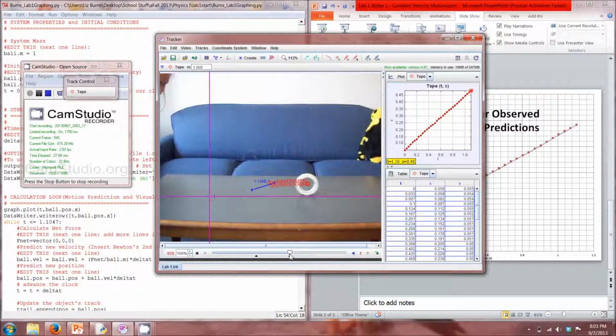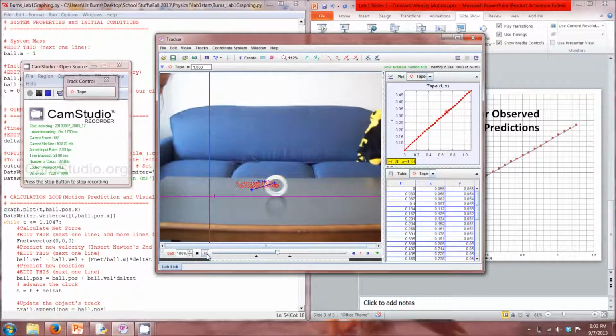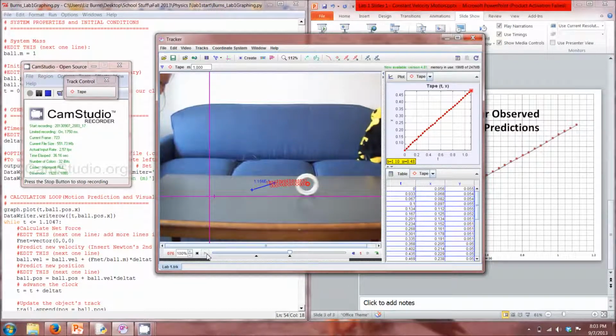The object I observed moving, the system, is a roll of tape, shown in this video. Using Tracker software, I was able to create a table of various position versus time points, which are shown in the table and graph on the right of the screen. In Tracker, my axis is oriented so the positive x direction is toward the right, which makes the tape move in the positive x direction and have positive velocity.